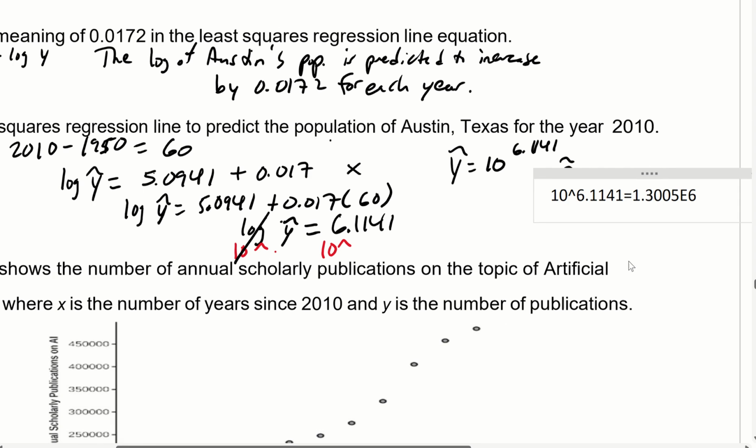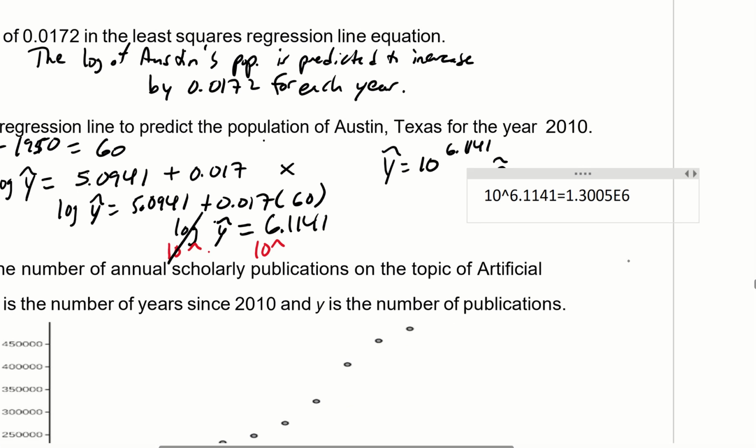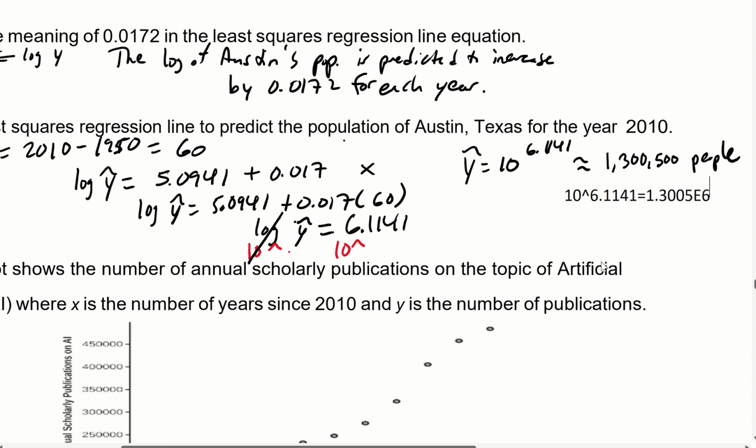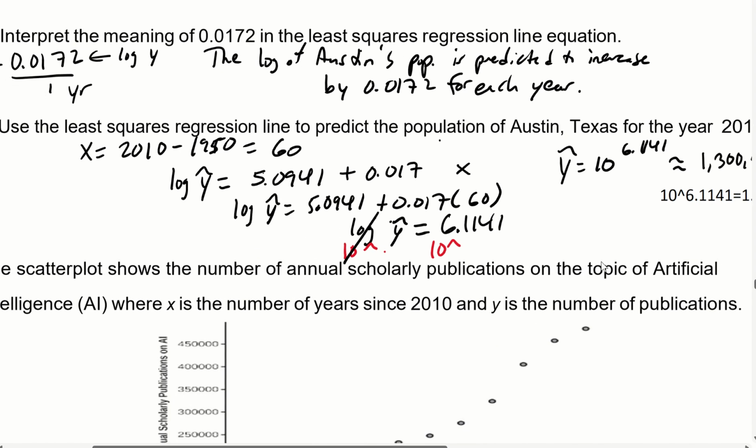Okay. So this is a scientific notation. So this is 1,300,500 people, approximately. Okay, so about 1.3 million people. All right, so there's that one.